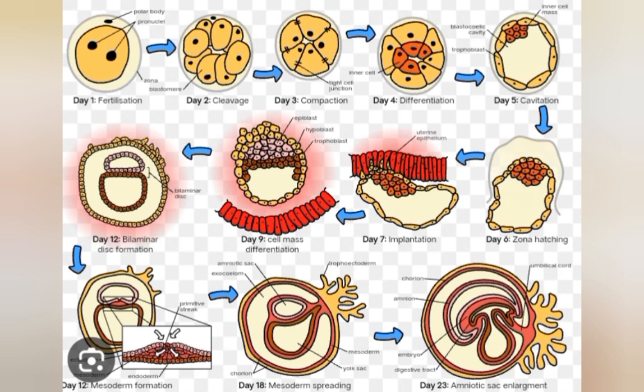On day 18 the mesoderm spreads toward the connecting stalk or the chorionic villi. On day 23 the amniotic sac enlargement occurs. So these are the stages of the pre-embryonic life of that embryo.